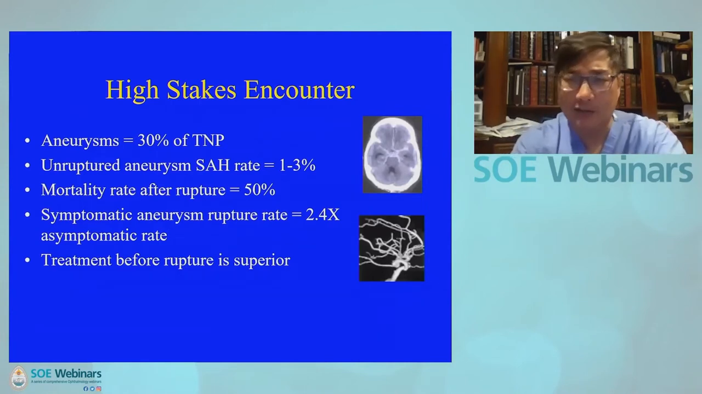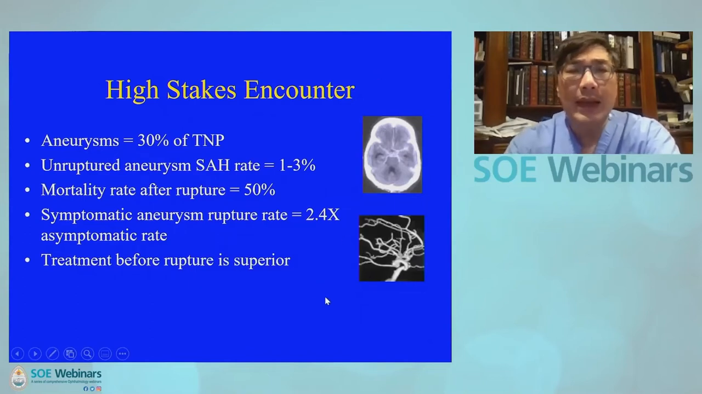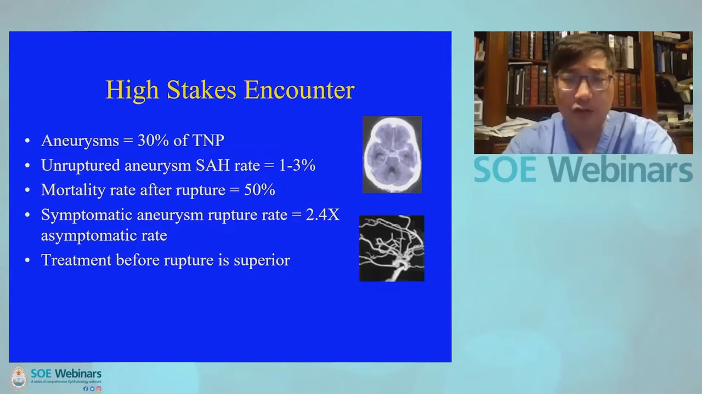And we need to do a non-contrast CT first. And what we're looking for is this subarachnoid hemorrhage. And aneurysms account for about a third of the third nerve palsies. Unruptured, the rate of subarachnoid hemorrhage is 1% to 3%. But once you get a rupture, you have a 50% chance of dying at the scene. Half the people never make it to the hospital.